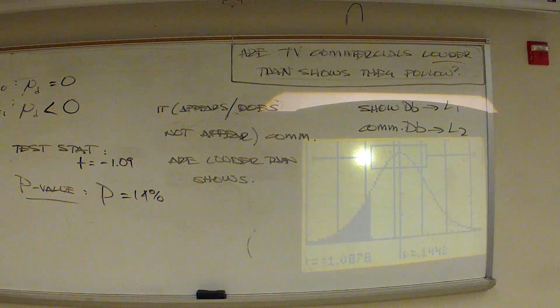Go ahead, Michael. Can't you say on average, given the p-value, that they're 14% louder? That's a great question. Michael's question is, look at the p-value, it's 14%. Can't you say they're 14% louder? You could say that. You just shouldn't say that.